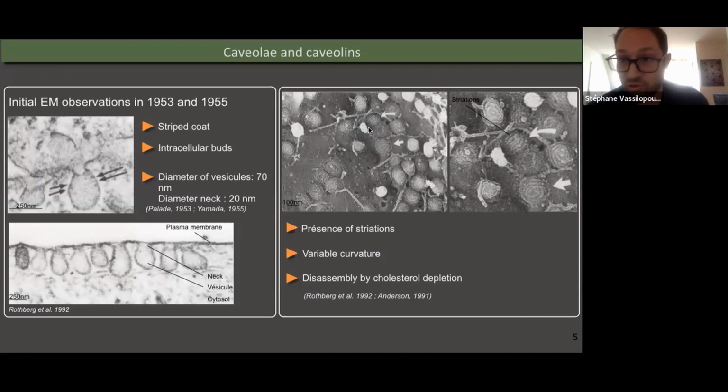This was shown by John Heuser himself. He was doing these experiments by treating the cells with methyl-beta-cyclodextrin or statins, and he would see the caveolae completely disassemble or completely flatten down on the membrane.